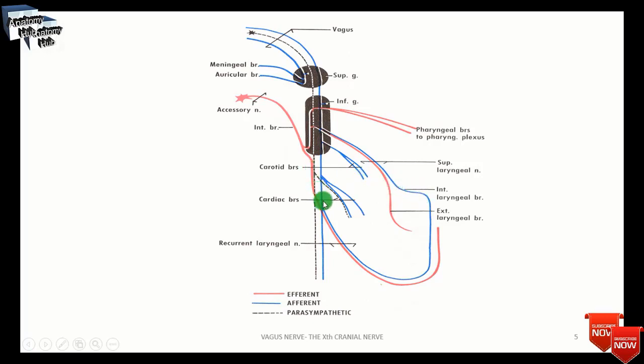Here you will find the recurrent laryngeal nerve. So the recurrent laryngeal nerve along with the motor from the accessory nerve, they just hook around either the first part of the subclavian artery at the right side or the aorta near the ligamentum arteriosum, hook around and come back again to the larynx.